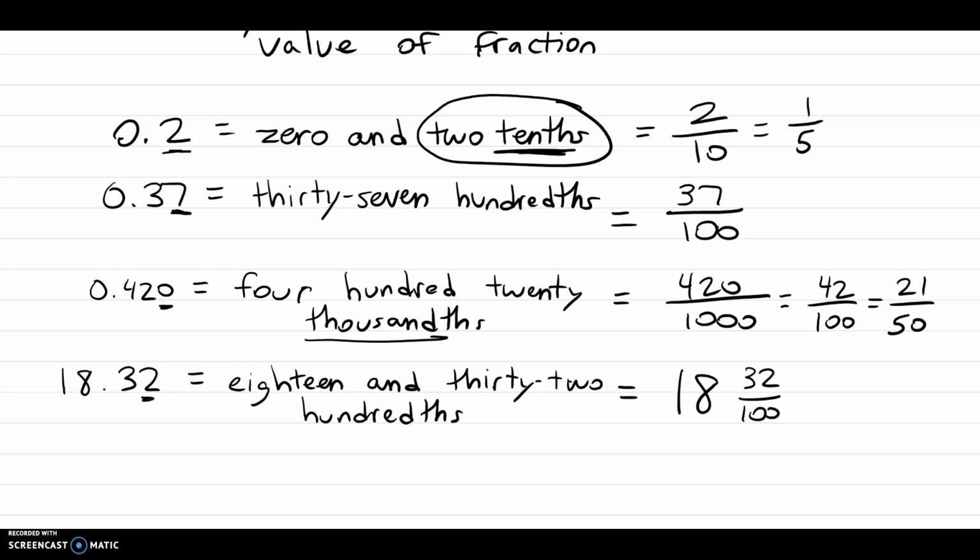So whenever you're going from a decimal to a fraction, you really just have to say the number out loud to yourself. The place value of the last digit tells you the denominator of your fraction, and then the numbers after the decimal point will tell you the numerator of your fraction. And then simplify if you can.